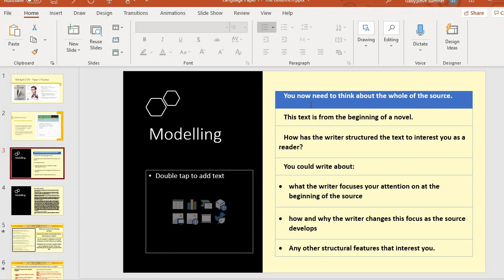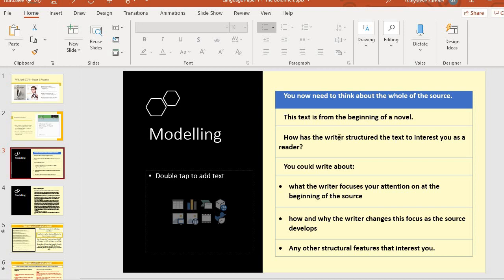Now, question 3, which is the first one dealing with the whole of the text, can be a bit more difficult, and I want you to have a real close think about that. The whole of the source is what we're looking at, and we're dealing with the beginning of a novel. So the opening of a book, how does it set things up for you as a reader? If it's the very beginning, how is it going to keep on engaging you? And the classic question we have is the text to interest you as a reader.